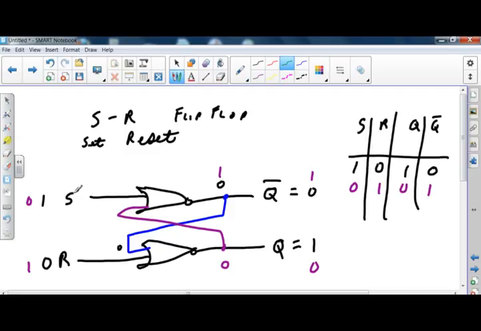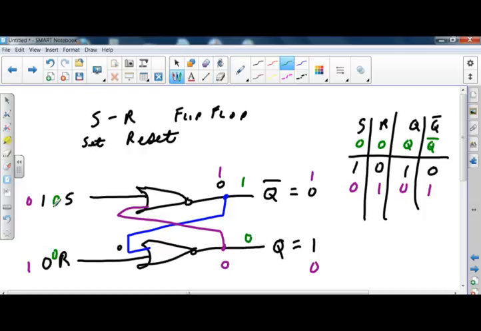So now what happens if they're both 0? It's going to keep the Q and Q naught wherever they are. So when I apply both zeros, if I'm already at 1, 0, then I get 1, 0 out. If I'm already at 0, 1, then I get 0, 1 out. See how that works? No, you don't. We'll do it again, slower.